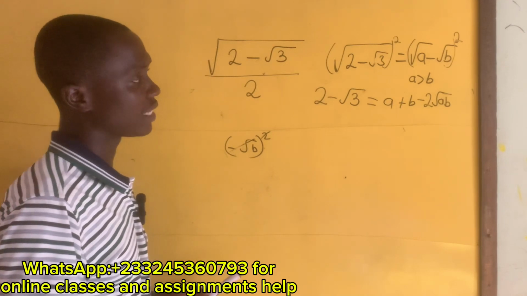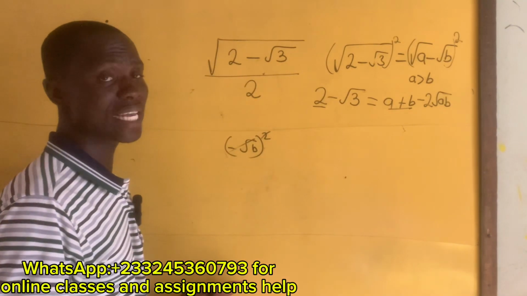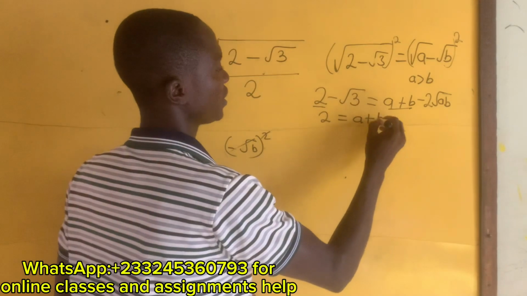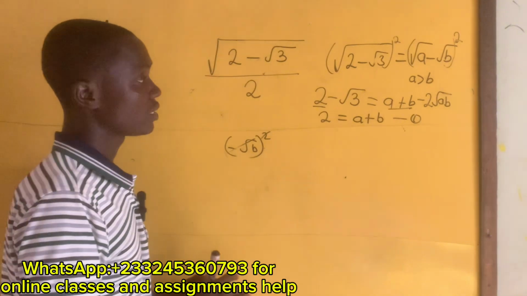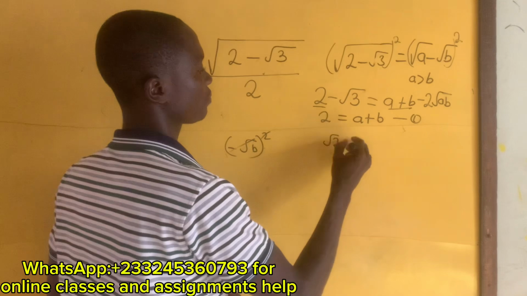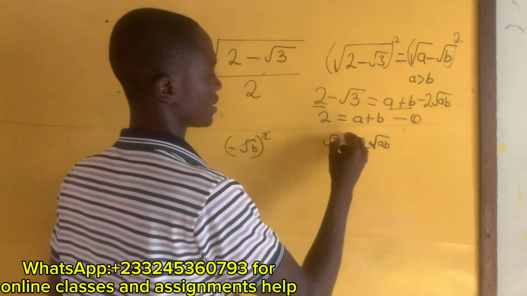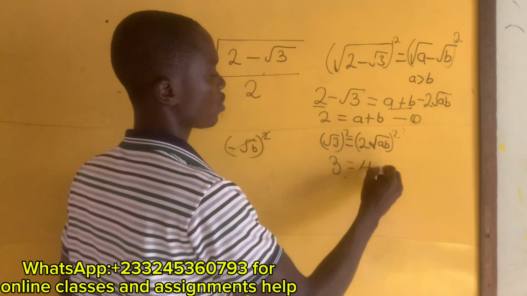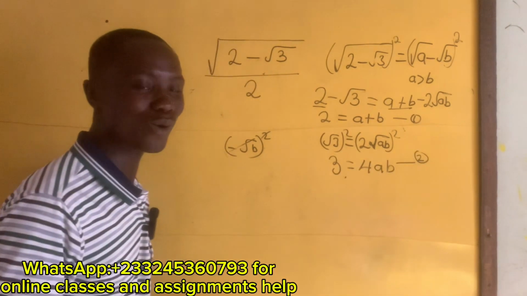Wow. So now, what do we get? We compare the part that does not contain any square root. So that gives 2 equals a plus b as equation 1. And then you compare the part that contains the square root. That gives a negative. We'll cancel the negative. So we get root 3 should be equal to 2 root ab. And with this, we square here and square here. This gives positive 3 equals 4ab in a very simple way as equation 2. Wow.